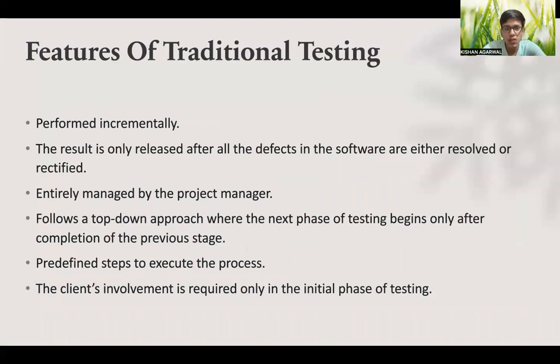So, what are the features of traditional testing? Performed incrementally, the result is only released after all the defects in the software are either solved or rectified. Entirely managed by the project manager, it follows a top-down approach where the next phase of testing begins only after completion of the previous stage. Predefined steps to execute the process. Client's involvement is required only in the initial phase of testing.